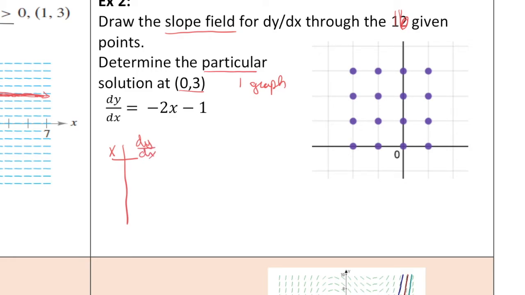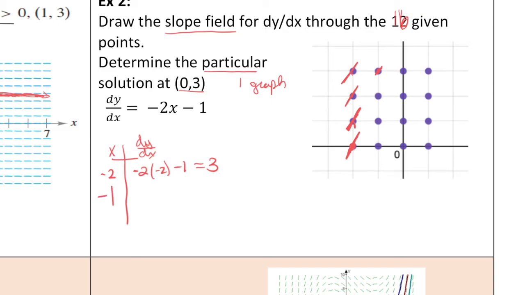So I'm going to start at x equals -2. When I put -2 in, my slope is going to be -2 times -2 minus 1, or 3. So I'm looking at my first dot. I need to draw a slope of 3. So that means it has to head up 3 and over 1. So I want to point my slope towards the 1 that I've marked. Now, since x is -2, all of these slopes are parallel. So draw them as best you can, parallel to one another.